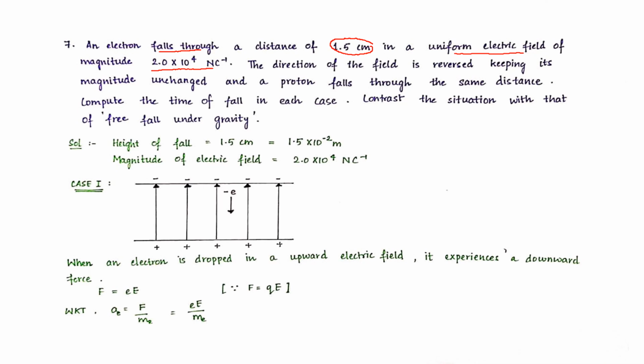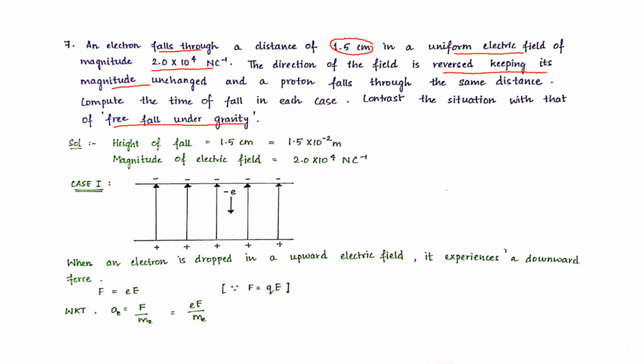The direction of the field is reversed, keeping its magnitude unchanged, and a proton falls through the same distance. Compute the time of fall in each case. Contrast the situation with that of free fall under gravity.